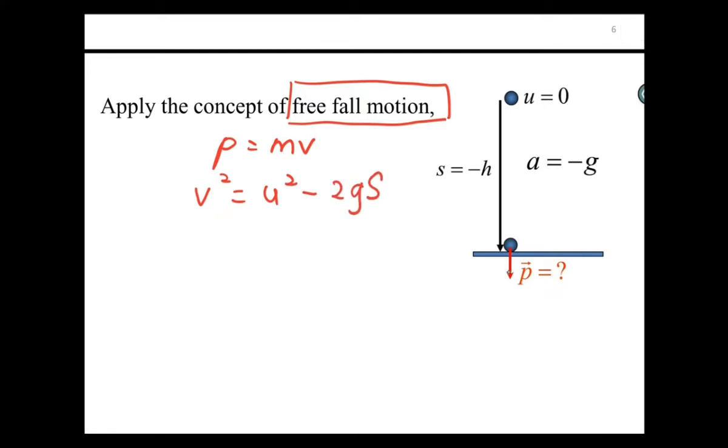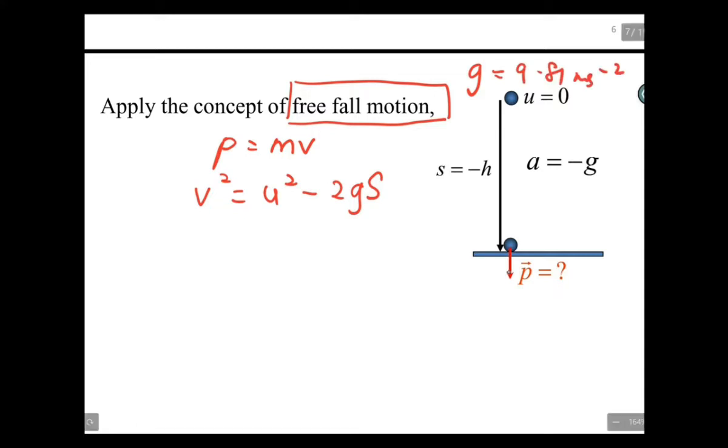So kita ada tiga linear equation kan. Kita ada V is equal to U minus GT, kita ada S is equal to UT minus half GT squared. Semua ada time. So kita tak boleh guna yang tu. So kita akan guna formula yang ini. V squared is equal to U squared minus 2GS. Sebab S ada, U kita tahu, G ada. So G kita tahu sejak daripada perut ibu lagi, 9.81 m s^-2.